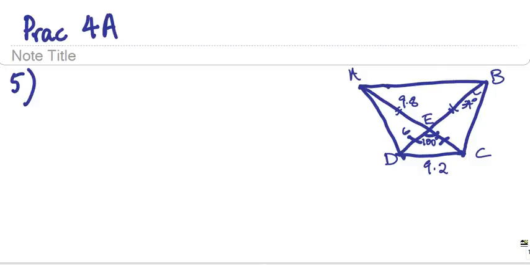Okay, let's now go through your homework questions for practice 4A. So in practice 4A, you are given a shape, a quadrilateral ABCD, and you are given some sides that are the same. So you're told that DE is equal to CE, and AE is equal to BE, and you're given some angles over here. So in part A, you are asked which triangle is congruent to triangle BEC.